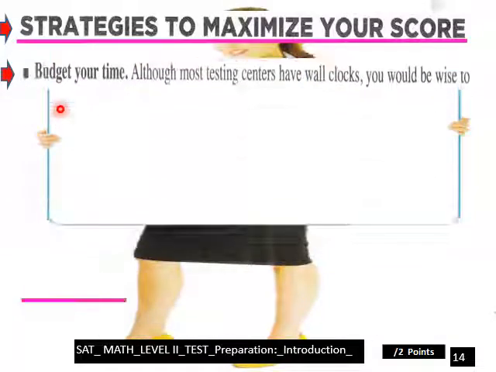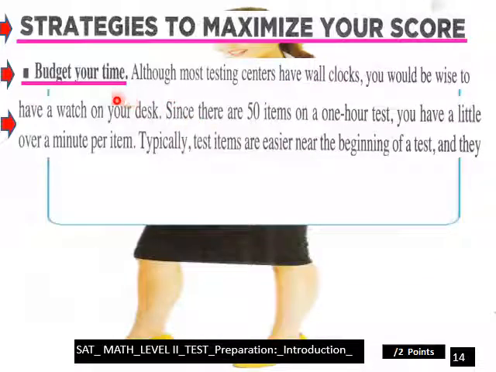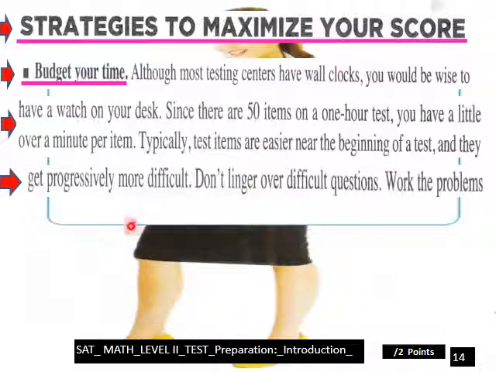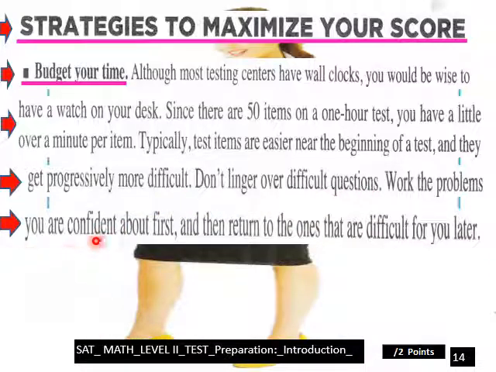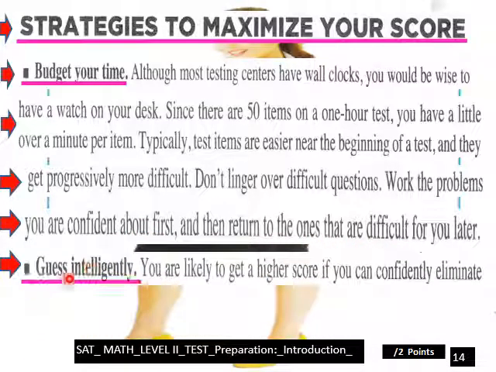Strategies to maximize your score. Budget your time. Although most testing centers have wall clocks, you would be wise to have a watch on your desk. Since there are 50 items on a 1-hour test, you have a little over a minute per item. Typically, test items are easier near the beginning of the test, and they get progressively more difficult. Don't linger over difficult questions. Work the problems you are confident about first, and then return to the ones that are difficult for you later.